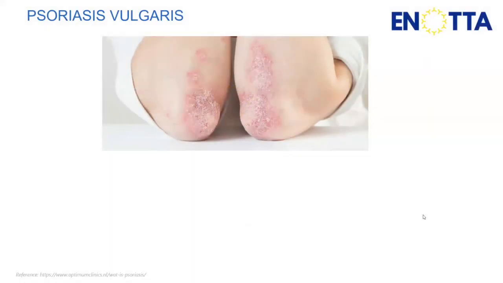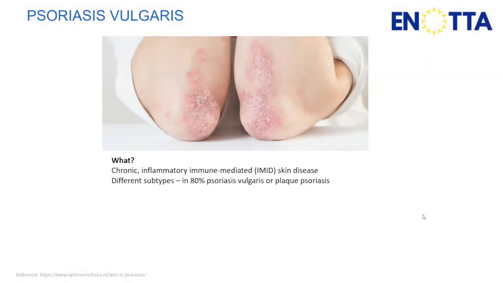So to introduce to you, psoriasis is a chronic inflammatory immune-mediated skin disease. It is one of the most prevalent skin diseases next to atopic dermatitis. It has different subtypes, and the most frequent subtype is psoriasis vulgaris, or plaque psoriasis. It is characterized by well-demarcated scaly red plaques, mostly on the extensor sides of the knees and the elbows, but also on the scalp.